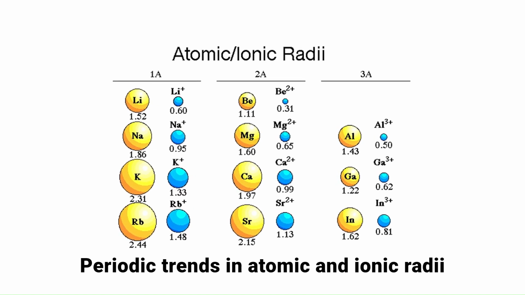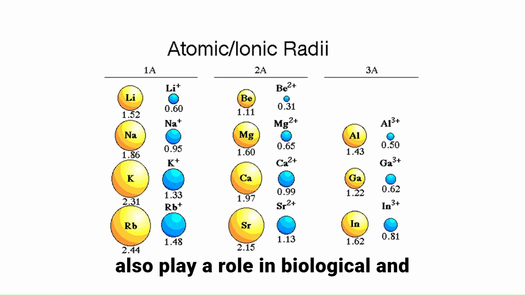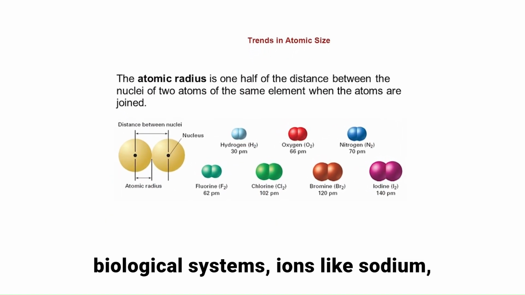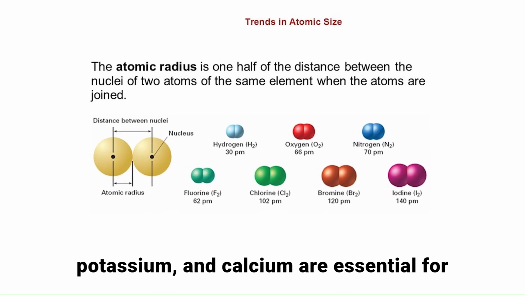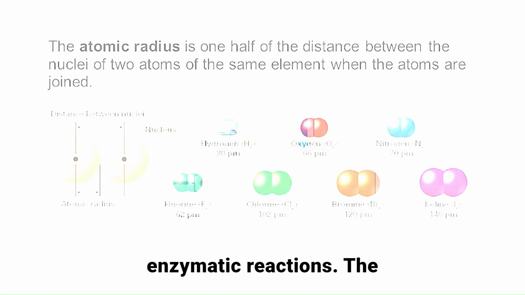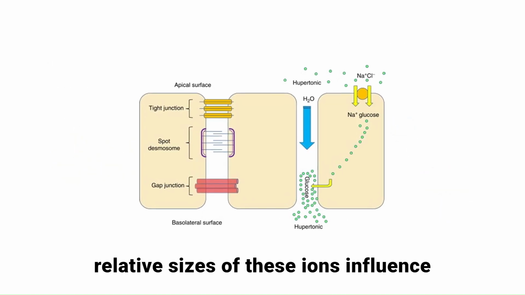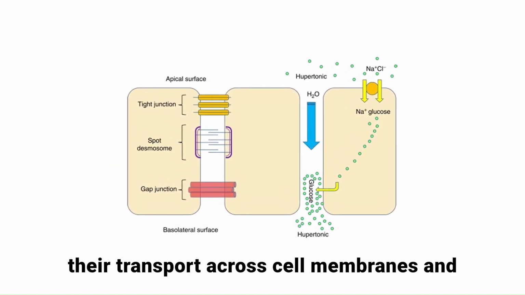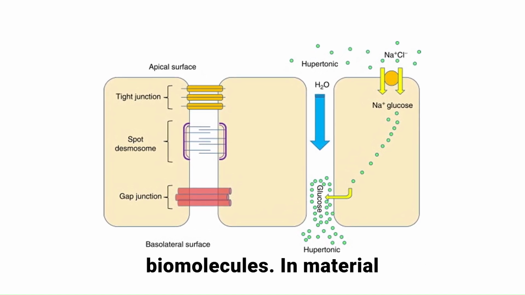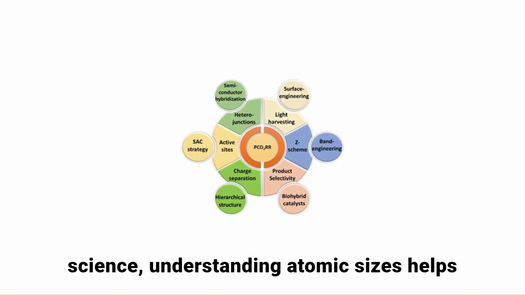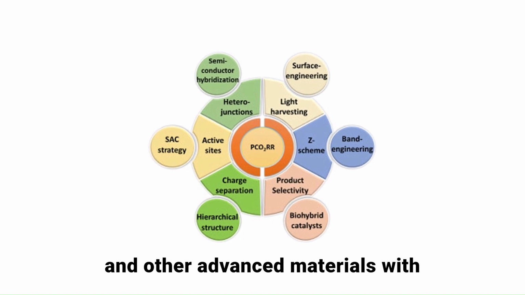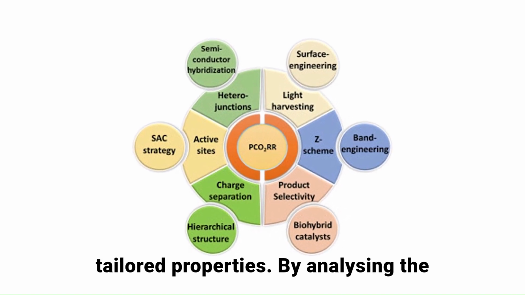Periodic trends in atomic and ionic radii also play a role in biological and industrial processes. In biological systems, ions like sodium, potassium, and calcium are essential for nerve impulses, muscle contractions, and enzymatic reactions. The relative sizes of these ions influence their transport across cell membranes and their ability to interact with biomolecules. In materials science, understanding atomic sizes helps in designing semiconductors, catalysts, and other advanced materials with tailored properties.